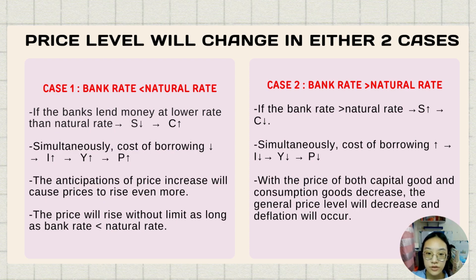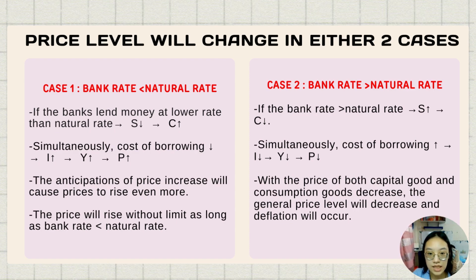Juxtaposed with this increased demand for both consumption and investment goods, however, is an unchanged or even diminished supply of goods as savings diminish, assuming that we start at a position of full employment. Anticipations of price increases will cause prices to rise even more. Equilibrium is disturbed, and a cumulative upward price movement begins. The fundamental cause is a bank or market rate of interest below the natural rate that would bring into balance real saving and real investment at constant prices. Prices will rise without limit so long as the bank rate of interest is less than the natural rate.